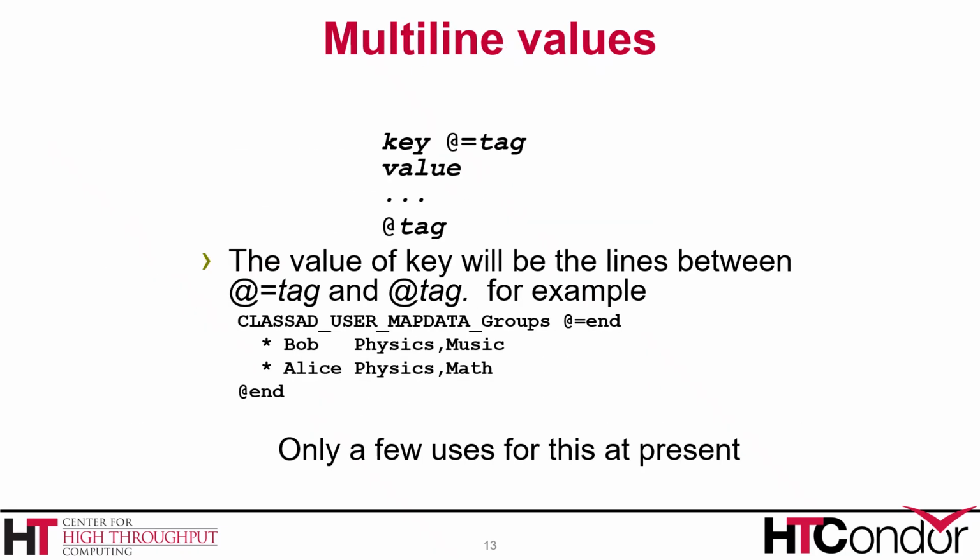A relatively new feature in Condor is multi-line values. And these are introduced with the syntax key @= some terminator, in this case tag. And in this case, the value of the key will be the lines between the @= and the terminator. This is a lot like a here script in bash. Primarily, the most common use case of this is in ClassAd maps. It's hard for me to think off the top of my head of many other cases where you'd want a multi-line value. But for those that do, this is a very clean way to do that without those pesky continuation characters.